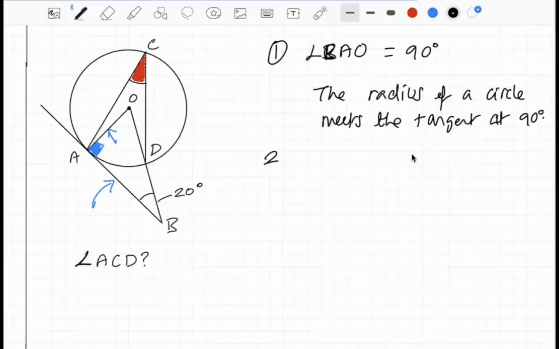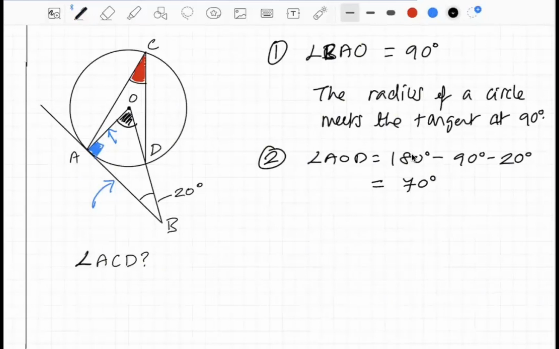And therefore, the second thing I see, because angles in a triangle sum to 180, is that angle AOD here in black is going to be 180 minus 90 minus 20, which is going to be 90 minus 20, which is going to be 70 degrees. I'm not going to write down the rule here because I don't have space.